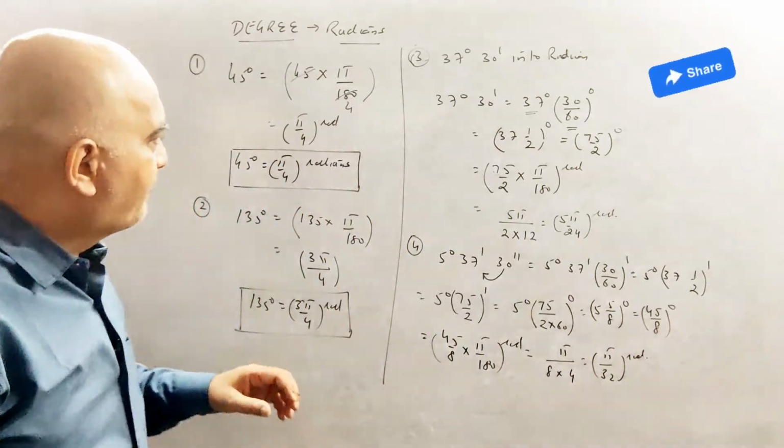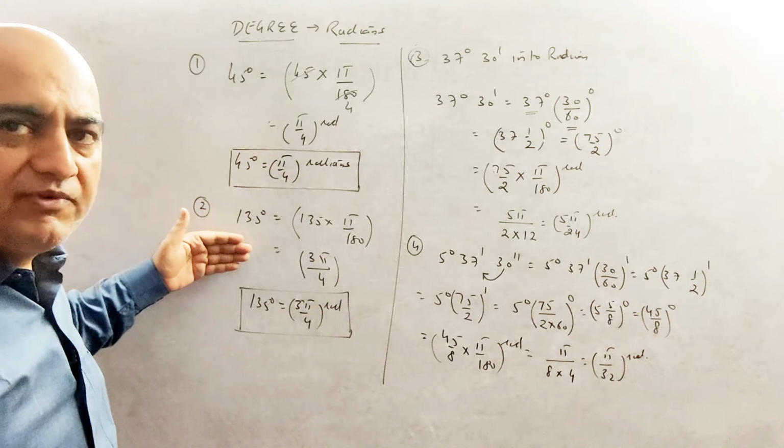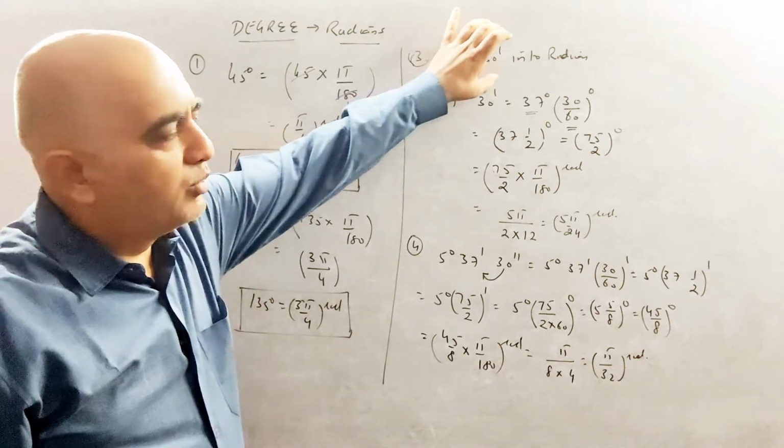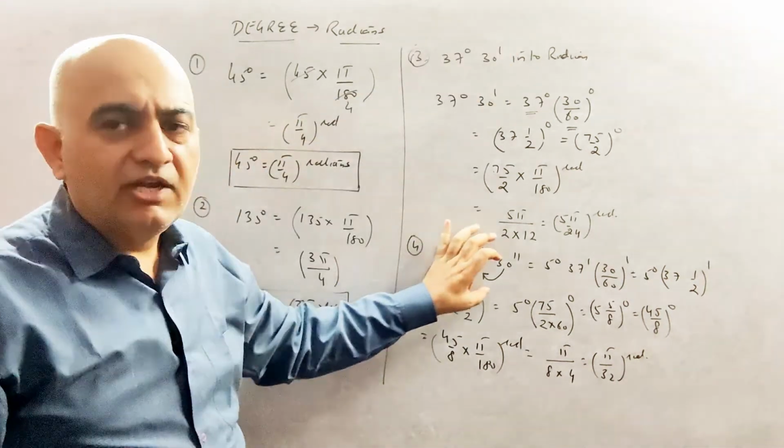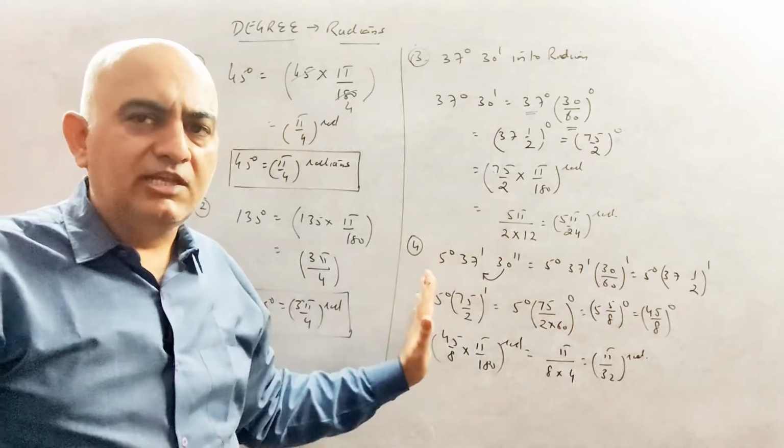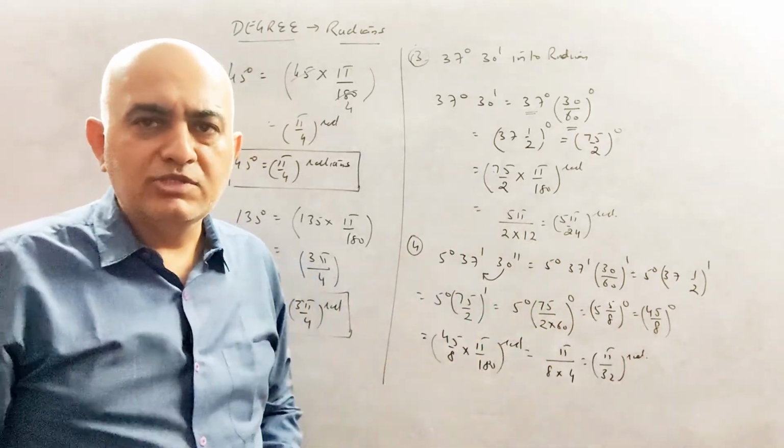So in this way, if there are simple questions in terms of degrees, or degrees with minutes, or degrees, minutes and seconds, we can easily convert them into radians by using this procedure.